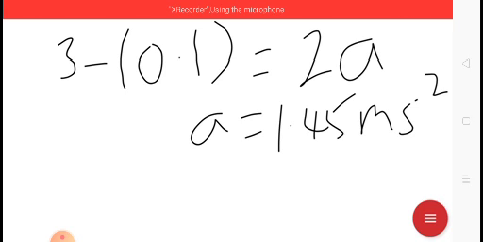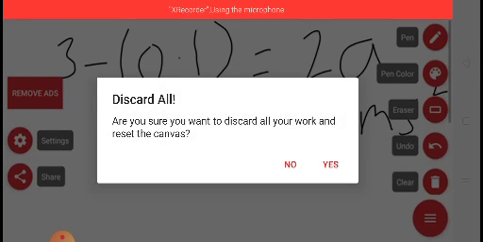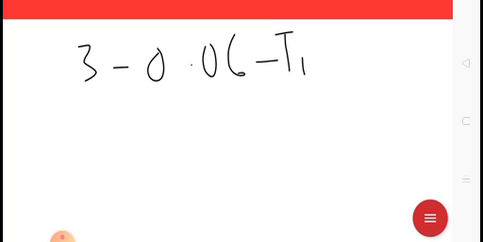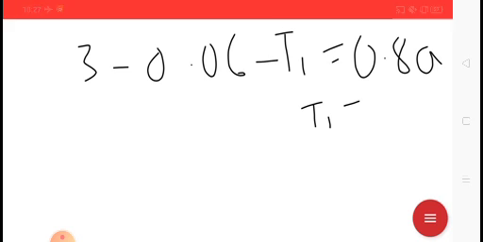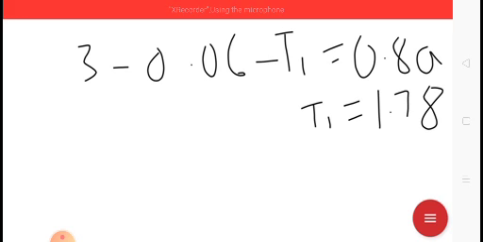For the first coupling, you can draw the diagram. Same thing: 3 minus 0.06 minus T1 is equal to 0.8a. It's the same, so by solving this, you will find T1 is equal to 1.78 Newton, similar to the previous answer. So this is for the first coupling, the first tension.